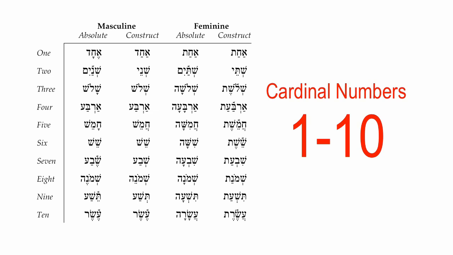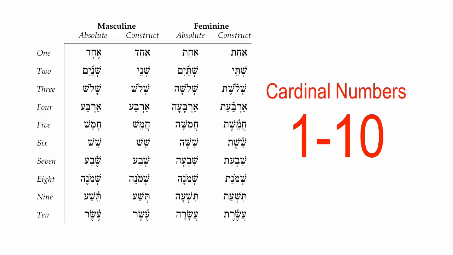Let's say them again together quickly. Echad, Shnayim, Shalosh, Arba, Chamesh, Shesh, Sheva, Shemoneh, Tesha, and Eser. Now that's the only line that you need to memorize in terms of vocabulary, the singular, masculine, absolute.